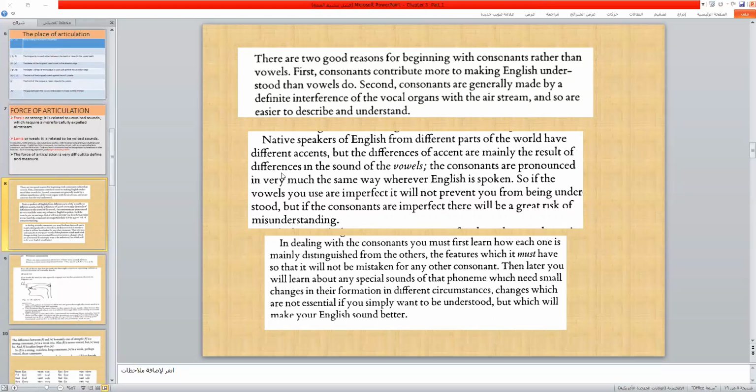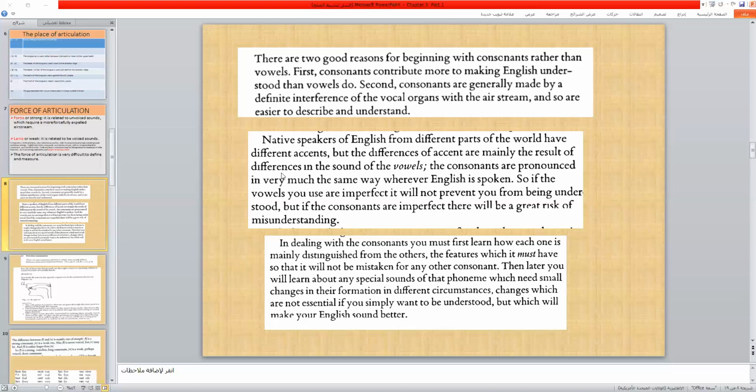And there is another thing: consonants are easier to describe. For example, we could describe them according, if you remember, to manner of articulation, to the voice, or to being voiceless or voiced. In dealing with consonants, you must first learn how each one is mainly distinguished from the others, the features which it must have so that it will not be mistaken for any other consonant.